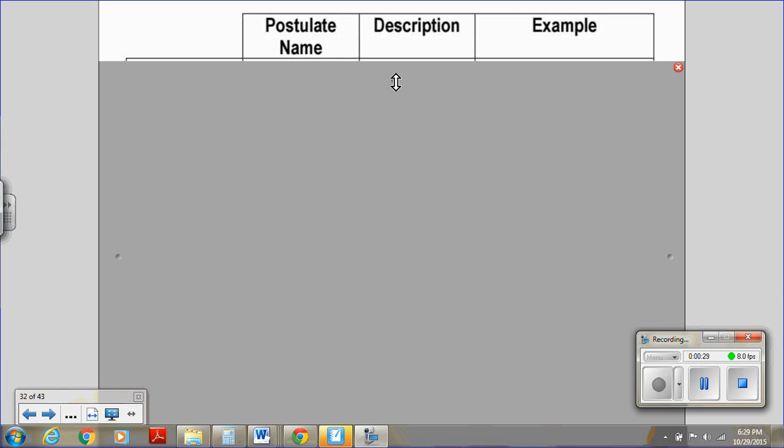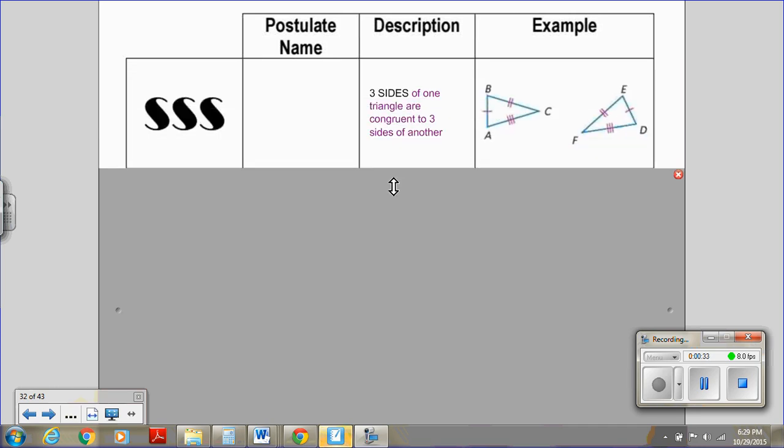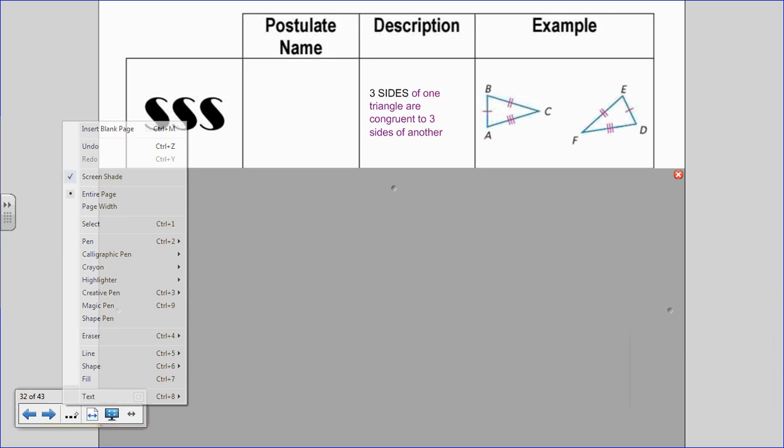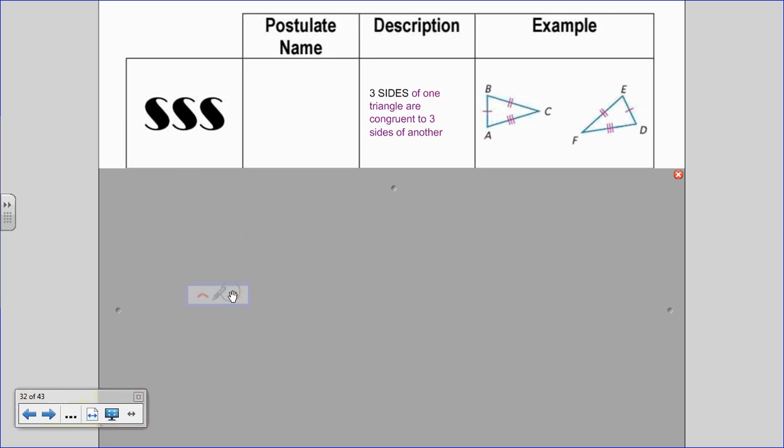Alright, the first theorem we're going to talk about is side-side-side. Side-side-side is when you have all three sides of one triangle congruent to three sides of the other triangle. So this is again side-side-side, or SSS for short.